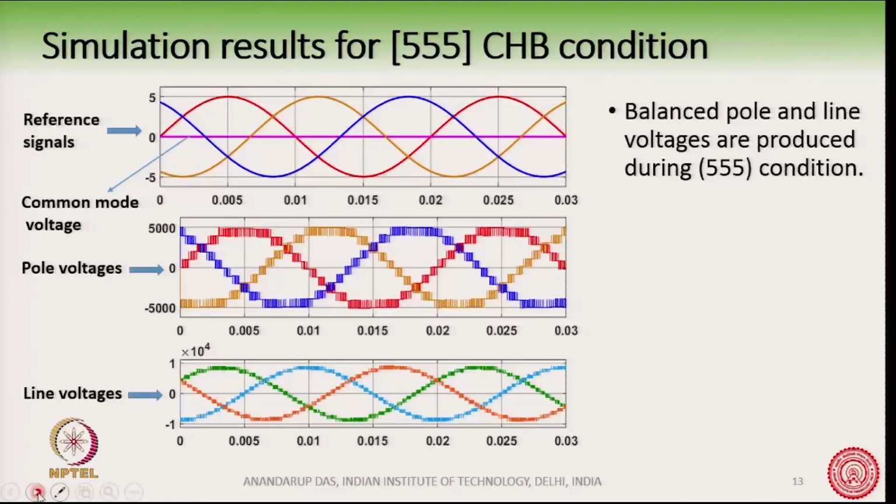So, we are showing here some simulation results. Suppose first we have a balanced condition, say 5-5-5, and these are the reference signals. For simplicity, we have shown the reference signals also going up to a height of 5, we have shown it this way. So, the pole voltages are something like this, which are balanced, and so are the line voltages, perfectly balanced during the 5-5-5 condition.